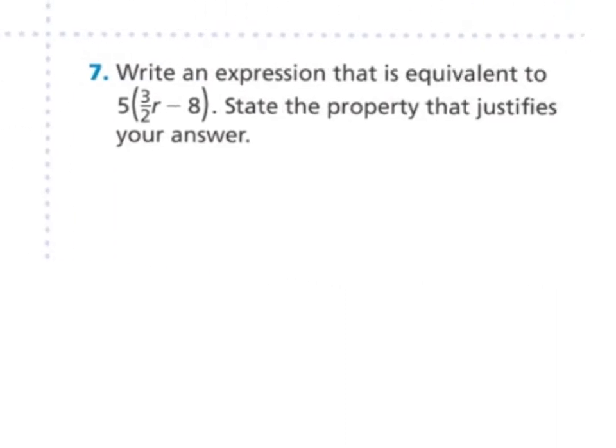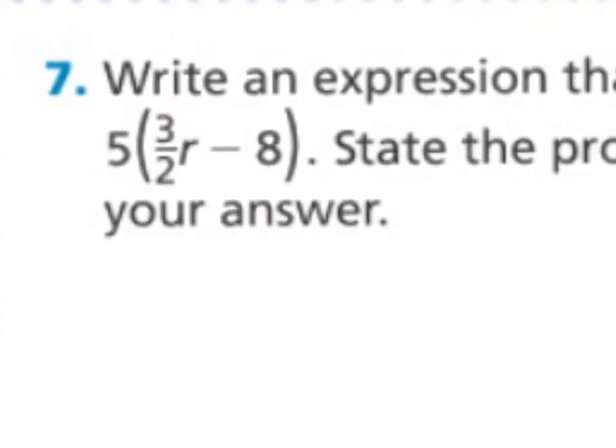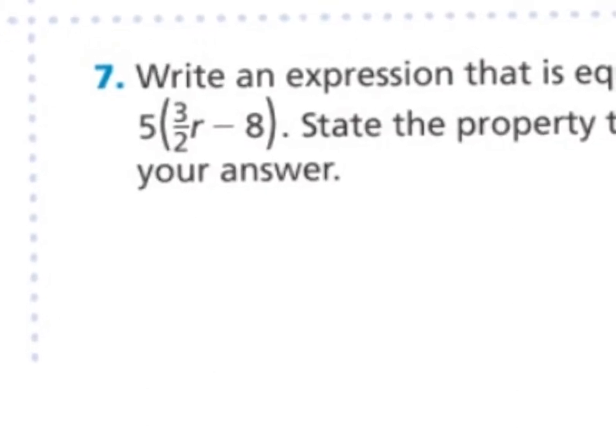So that's the second equivalent. Number 7, they want an expression equivalent to this: 5 times the quantity 3 halves r minus 8. And it says, state the property that justifies your answer. So again, we're not just after adding the opposite and saying that's an equivalent expression. I'm not going to give you credit if you do a problem that way.